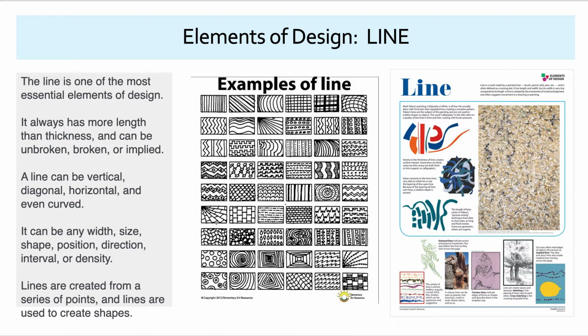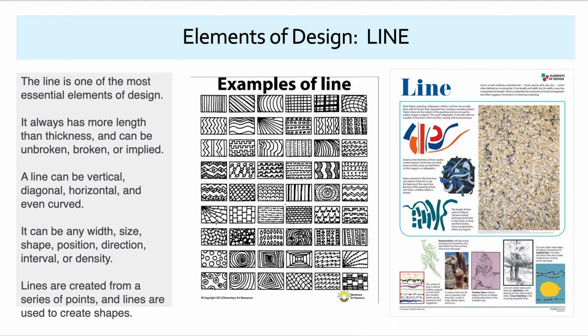Okay, so that's the point. Now, after the point, we're going to talk about lines. In the middle, there are some examples of lines, and you see that lines are not necessarily straight. Obviously they have length, and they're more length than thickness, but they can have a thickness. They can be unbroken, solid. They can be broken. They can be implied. A line can be vertical, diagonal, horizontal. It can be curved. It can be any width, size, shape, position, direction, interval, or density.